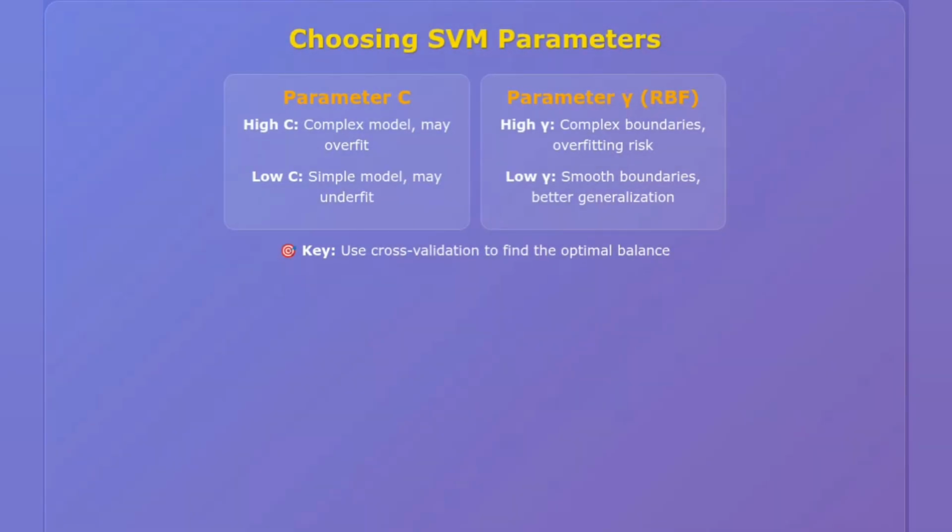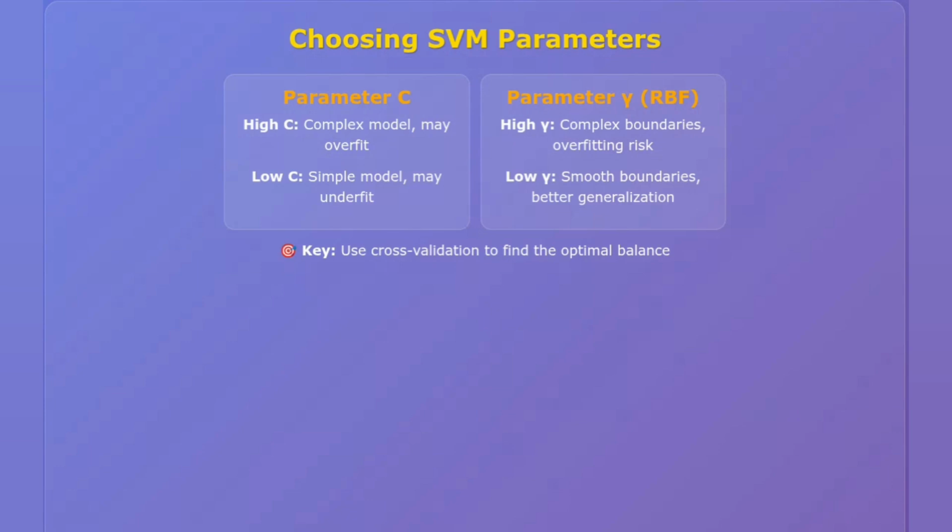Parameter tuning is crucial for SVM success. For the C parameter, high values create complex models that fit training data closely, but might overfit. Low values create simpler models that generalize better, but might underfit.